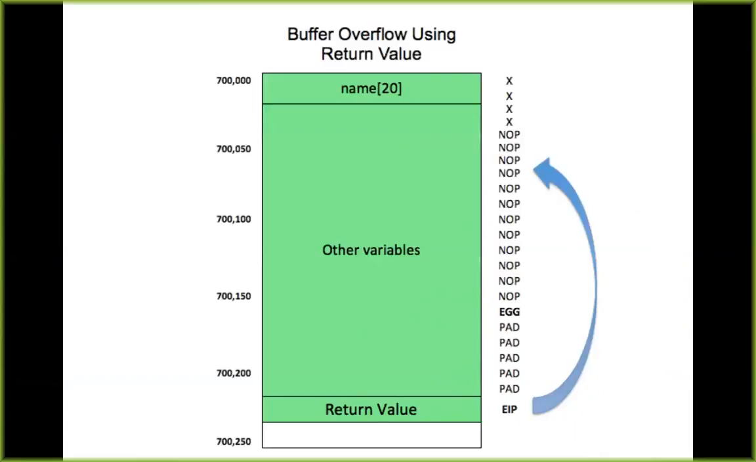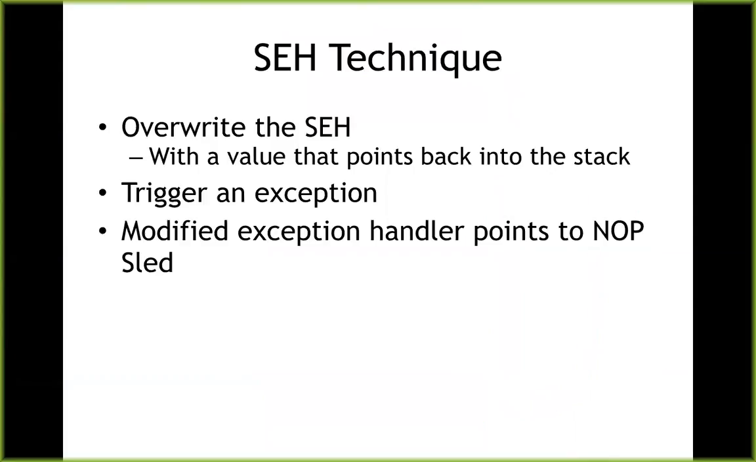Then you have padding as necessary to get down to the stored return value. And in this stored return value, you put an address in your NOP sled, and then you can take over the machine. This is the classic Aleph One buffer overflow exploit. Now, there are other techniques.